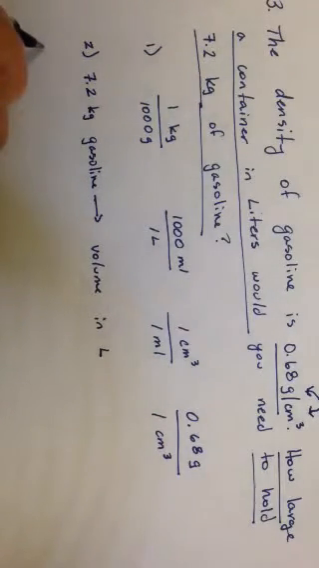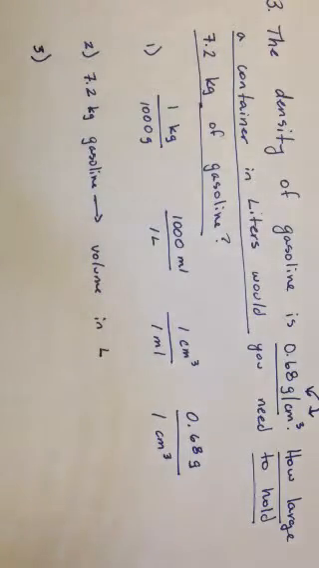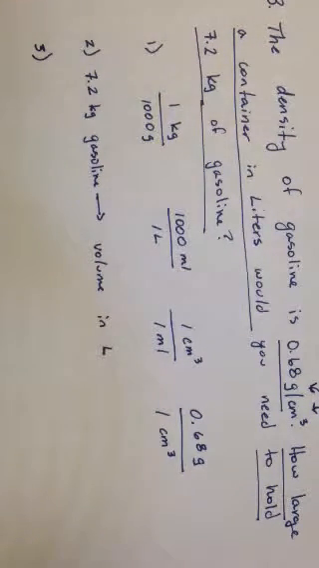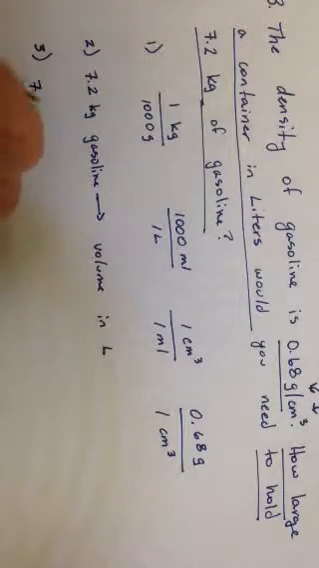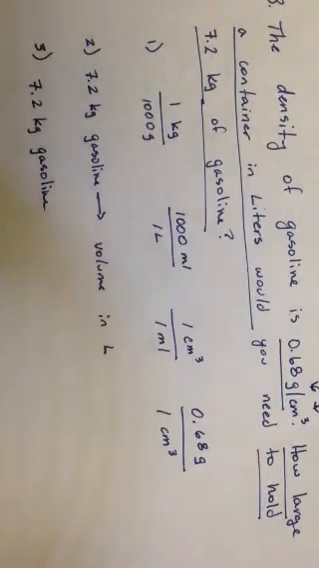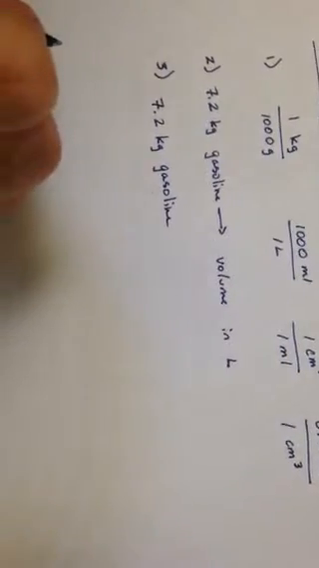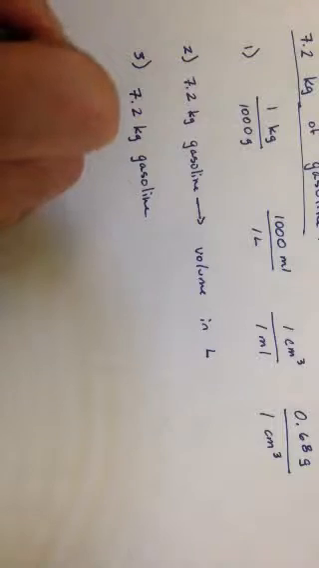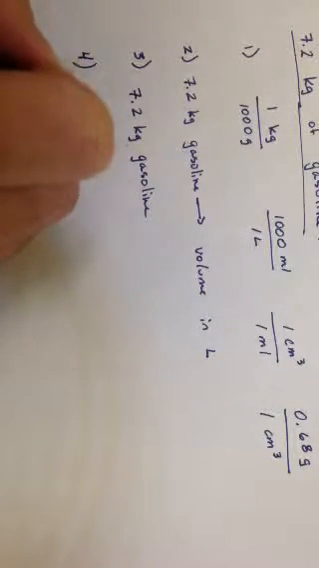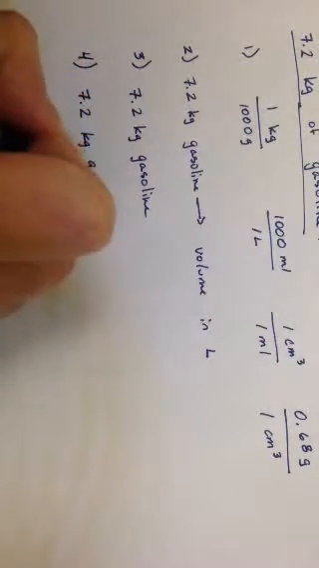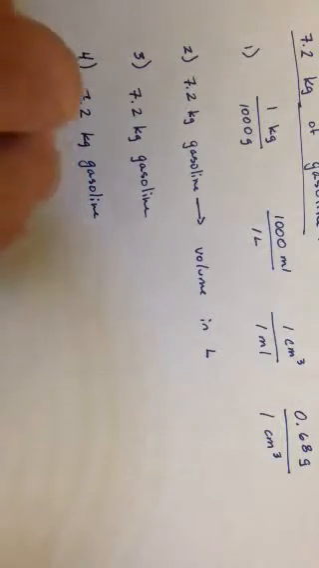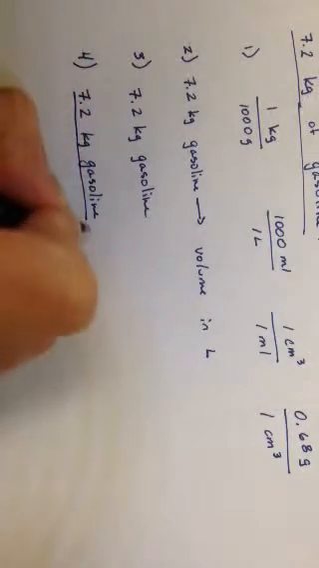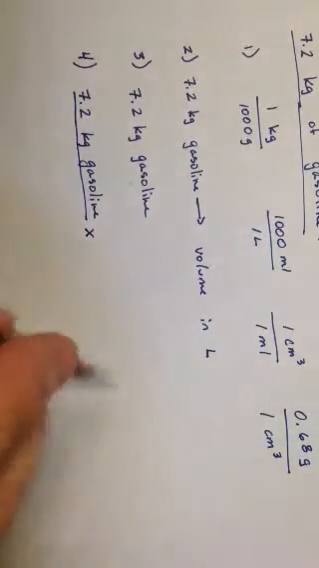All right, on to step 3. In step 3, we're going to start with the given information that we are converting from. In this case, 7.2 kilograms of gasoline. For step 4, we're going to add conversion factors to this until we get to our answer. So we again start with the 7.2 kilograms of gasoline. And there's nothing under that, right?